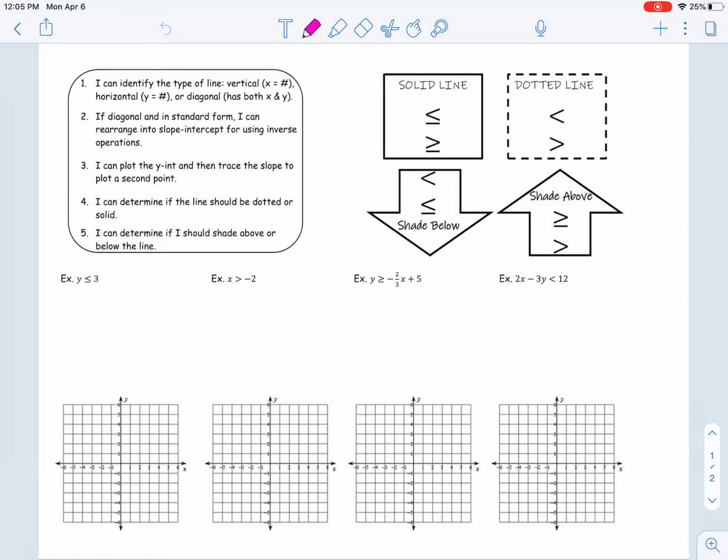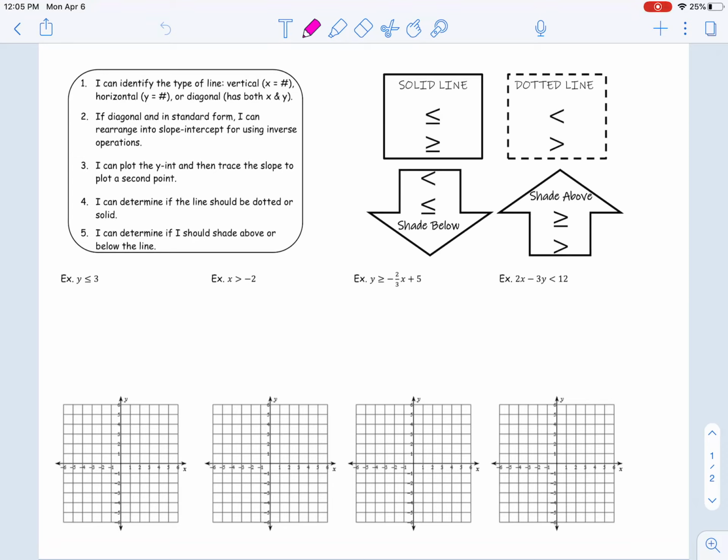The second thing that we need to do is if it's diagonal, then we need to see, is it in standard form or is it in slope-intercept form? If it's in standard form, we're going to need to use our inverse operations to get it into slope-intercept form. And then number 3, we're going to plot the y-intercept and trace the slope to plot a second point.